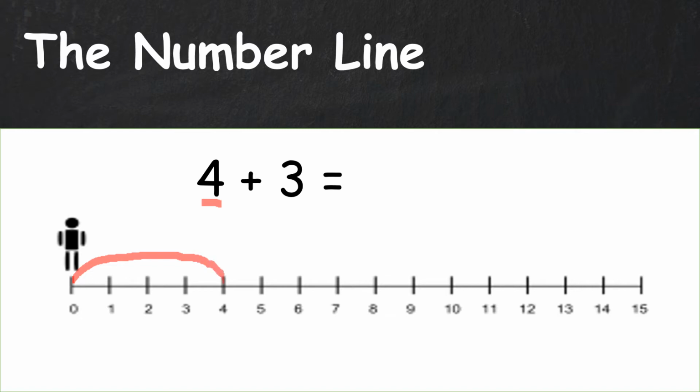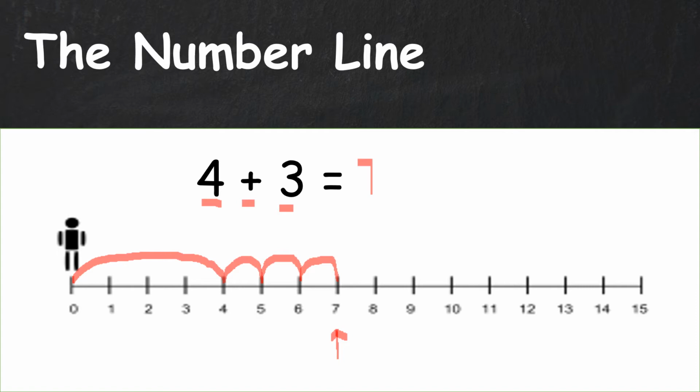Then the sum says to add 3. Now we are going to jump one at a time. So we jump 1, 2, 3. So we added 3. And we landed on the number 7. So 4 add 3 equals 7.